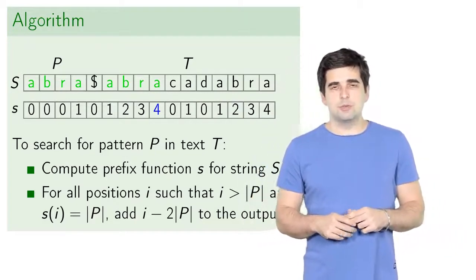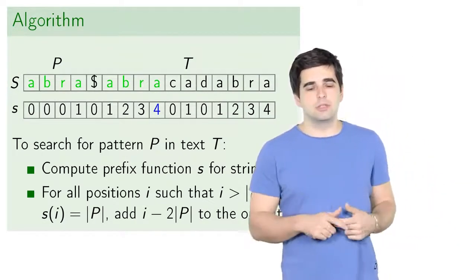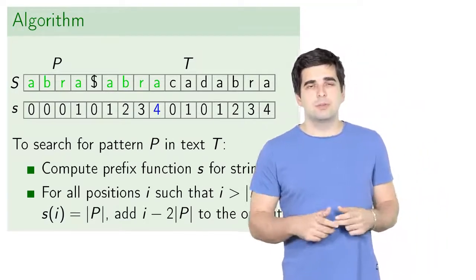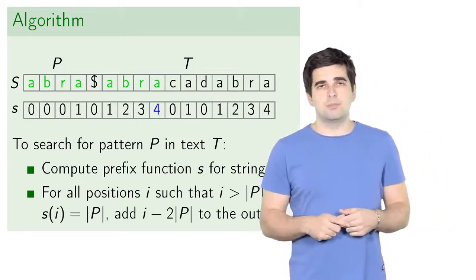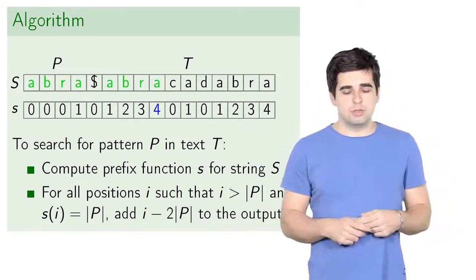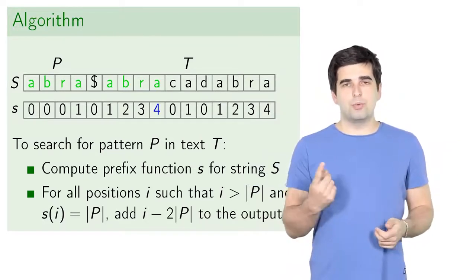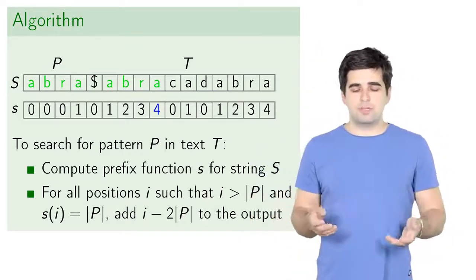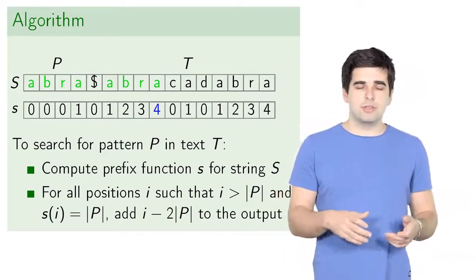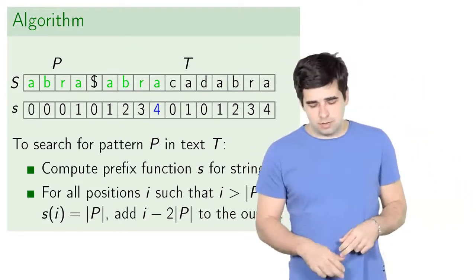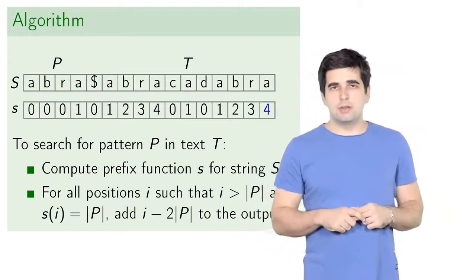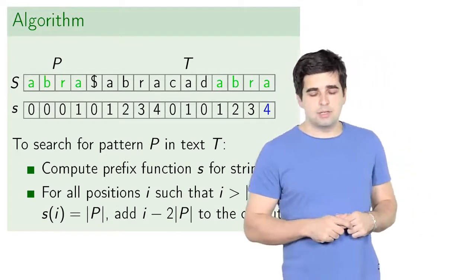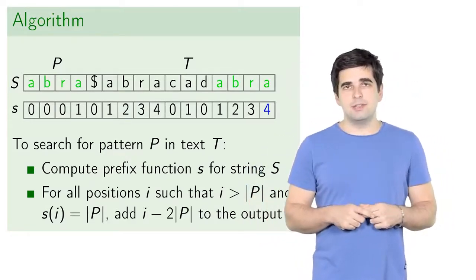We need to find all the positions where the pattern starts in the text. So from the position where it ends, we need to compute the position where it starts, and to do that we need to subtract the length of the pattern minus 1, but that would be the position in S. To compute the position in the text, we also need to subtract the length of the pattern and 1 for the $. So in total, we need to subtract 2 times the length of the pattern from the position in the string S to find the starting position of the pattern in the initial text. And there is another place where the prefix function of string big S is equal to the length of the pattern, and again there is an occurrence of the pattern ending in that position.